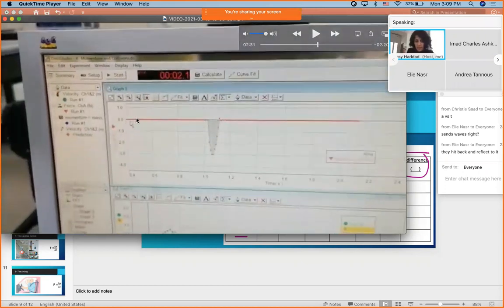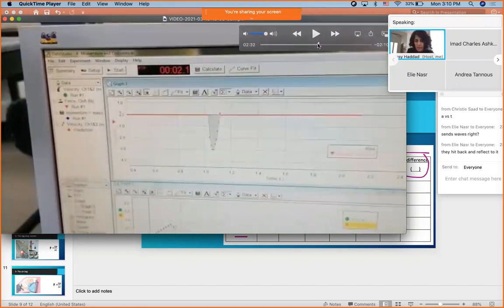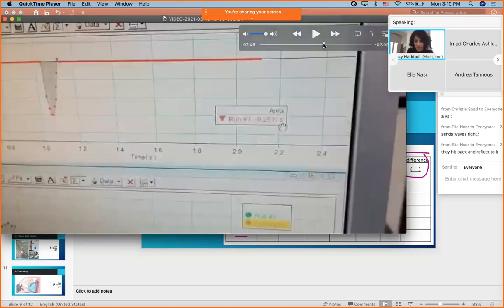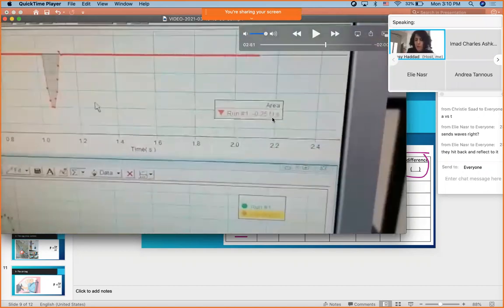I'm very proud of the 0 before collision, because this shows that I zeroed my sensor well, and during collision, and then you have 0 again. This is the area under the curve. It's not visible, but you can see the gray hatched area. Oh, it is visible, negative 0.25 Newton second.